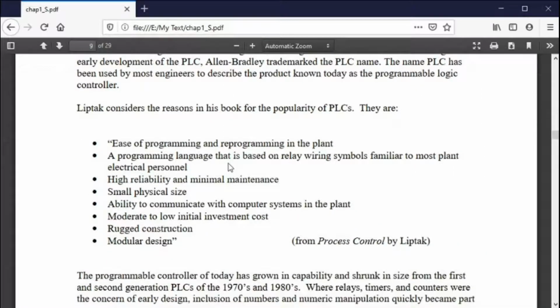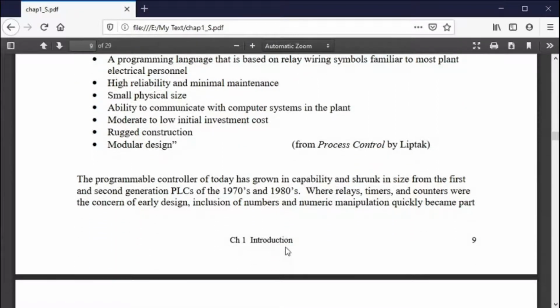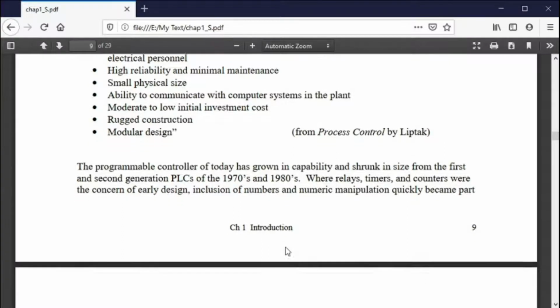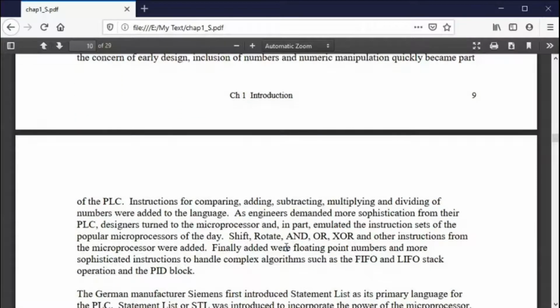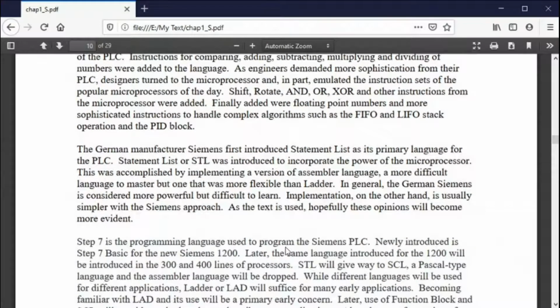So what was good about a PLC is ease of programming and reprogramming in the plant. It had to be able to be programmed by an electrician. It had to have all these qualities, and those have varied over the years. They've certainly gotten smaller, and they've gotten more complicated as time has gone by.